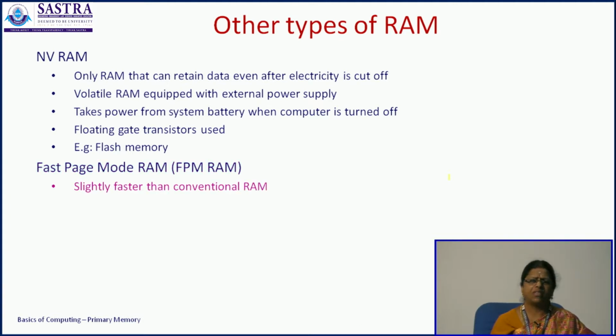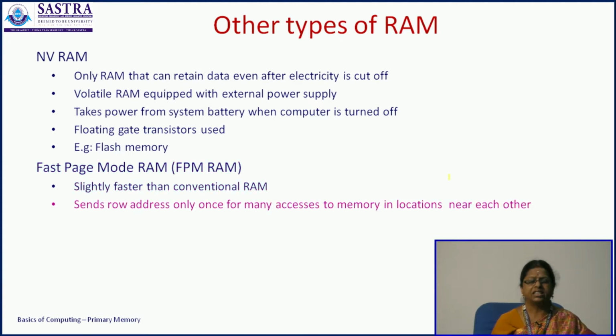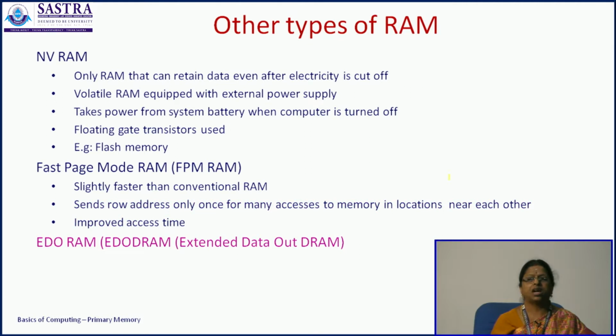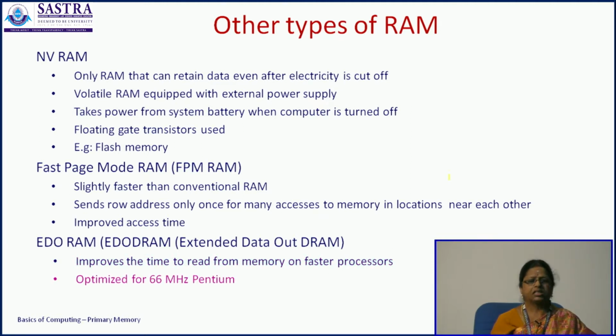We also have FPM RAM, which is fast page mode RAM. It is slightly faster than conventional RAM. It sends the row address only once for many accesses to memory locations near each other. It has improved access time. EDO RAM is EDO DRAM, which is extended data out DRAM. It improves the time to read from memory on faster processors. It has been optimized for the 66 MHz Pentium processor.